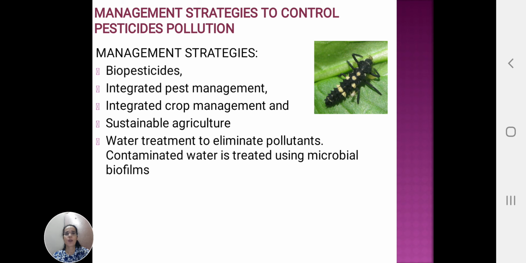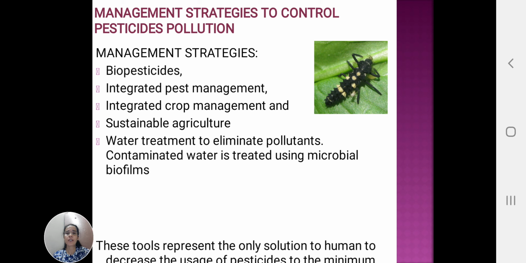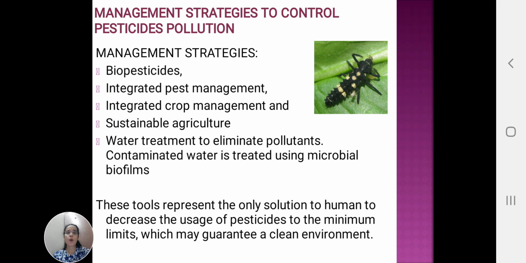Water treatment to eliminate pollutants is also very important, and contaminated water is usually treated using microbial biofilms. This is a recent technology. Biofilms are dynamic and they help in removal of the pollutants from the water.